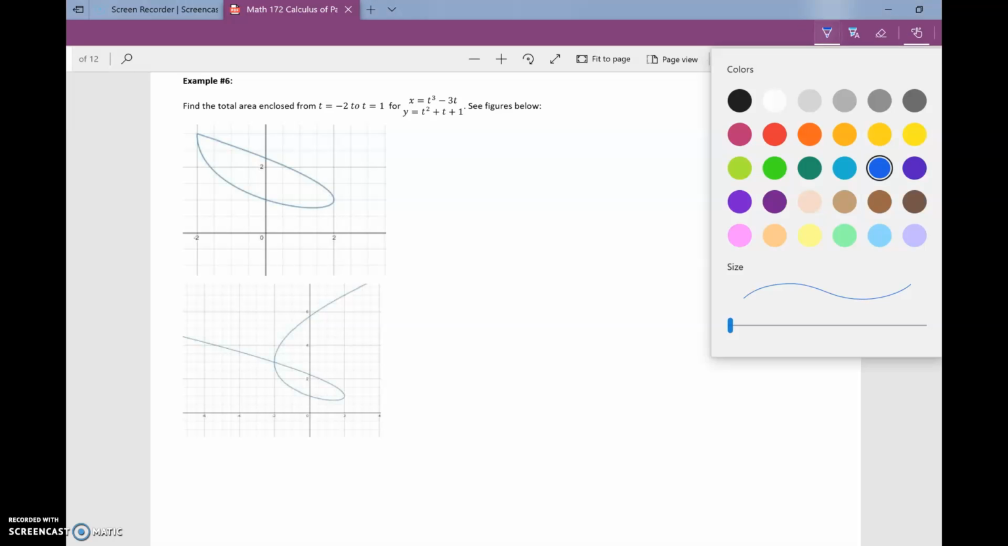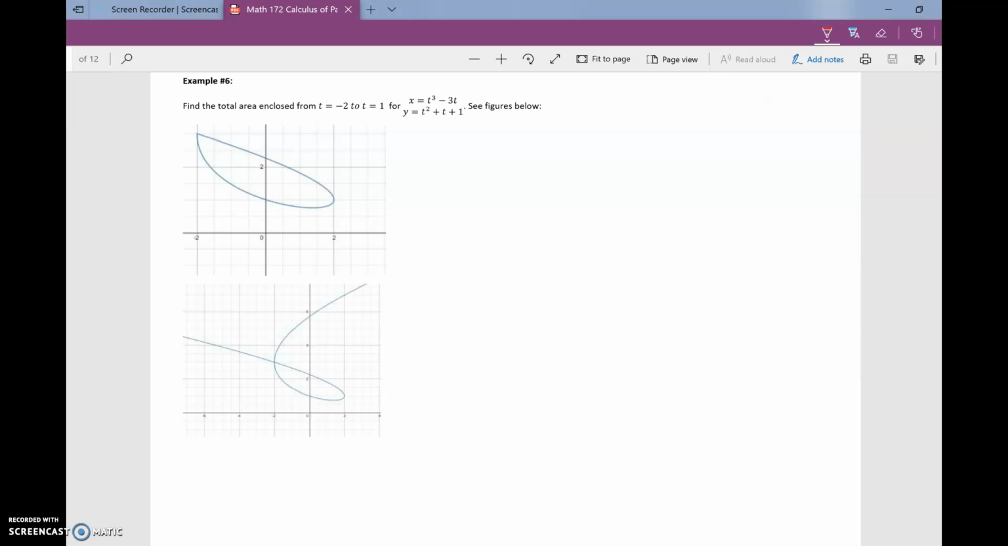Hi class, let's take a look at example 6. And if example 6 happens to have a messy graph, I would give you the sketch of it and also tell you where we're actually integrating. And the t equal to negative 2 to 1 actually represents this portion.